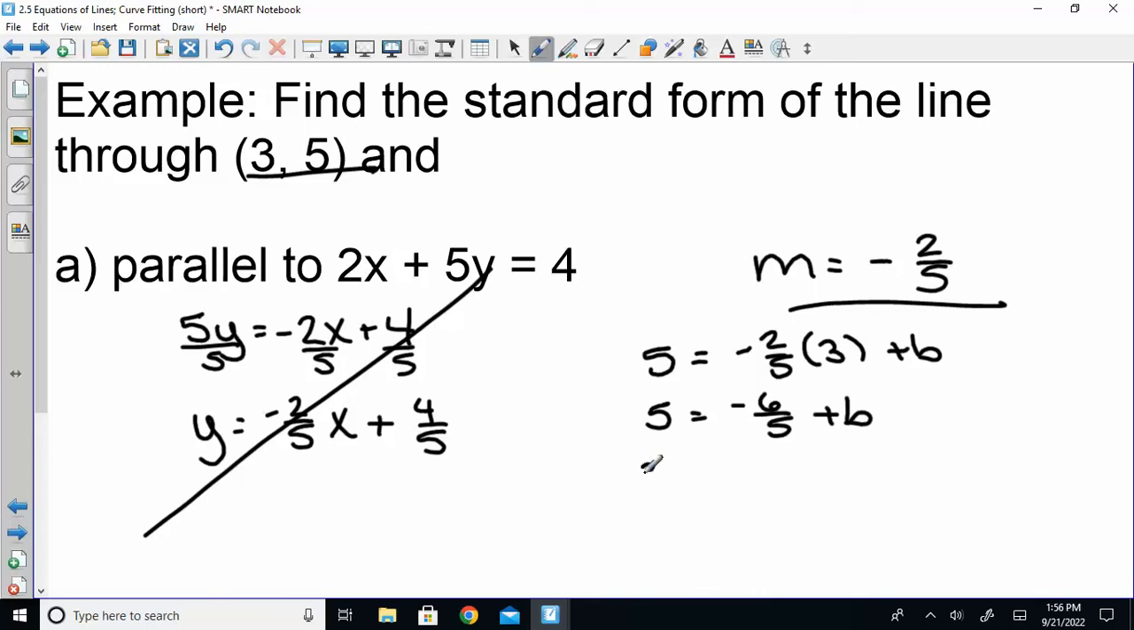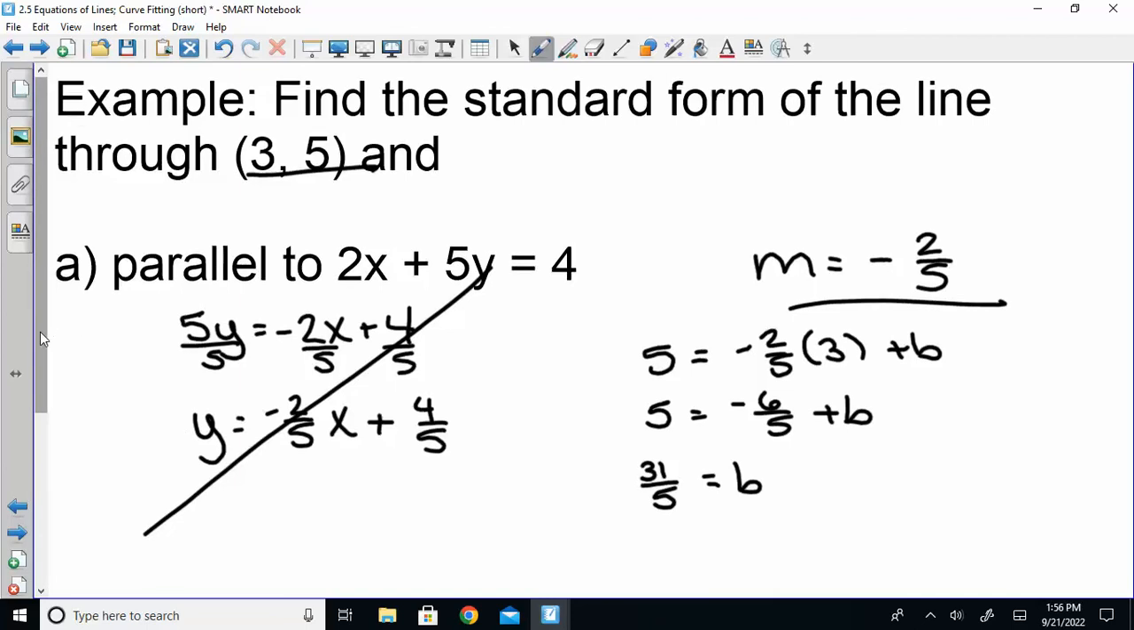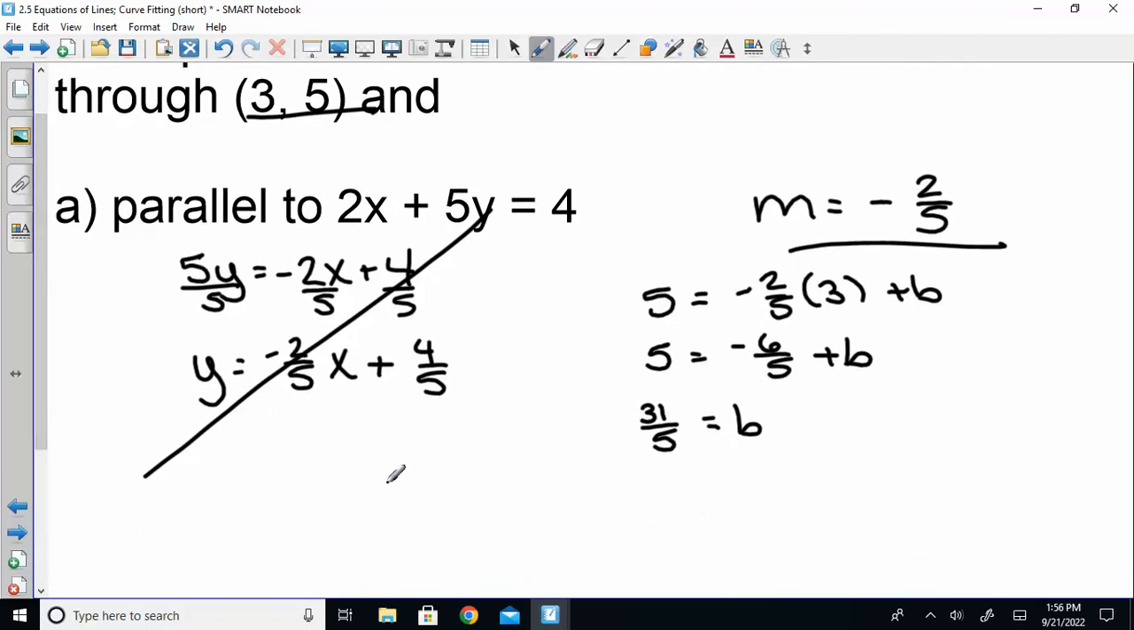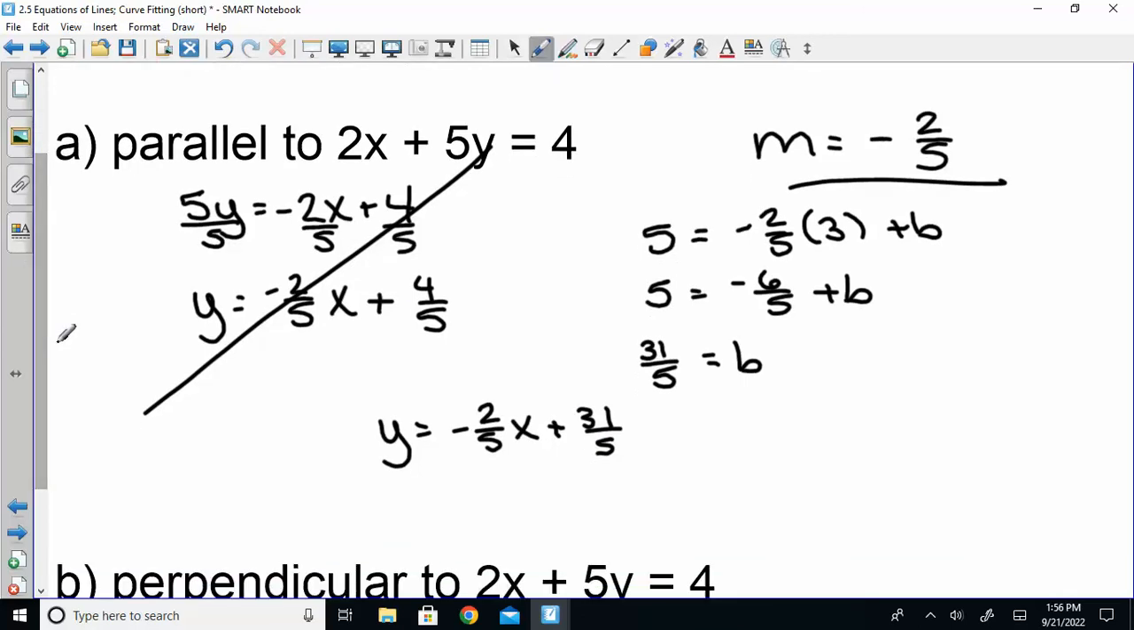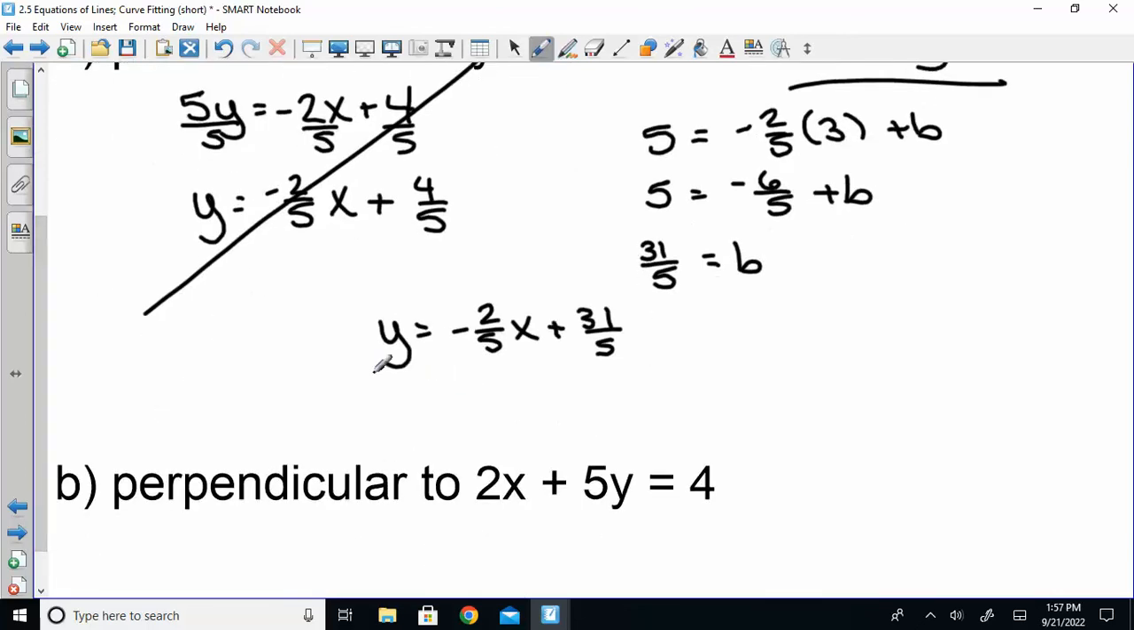So if we add over the 6/5, b is 31/5. So my equation. Am I done? No. Because what did my directions say? Standard form. Standard form is ax plus by equals c.